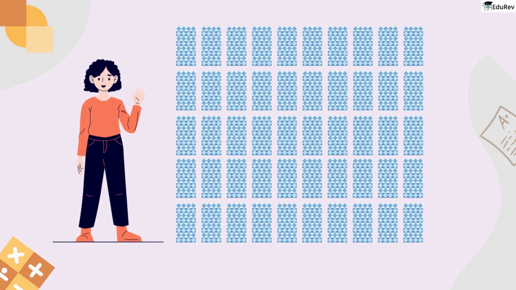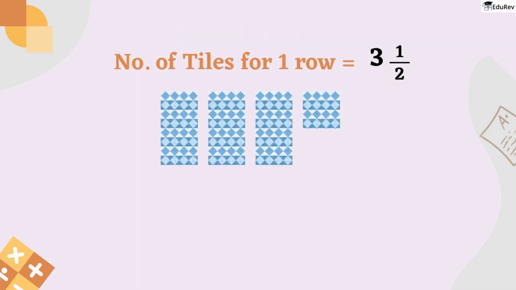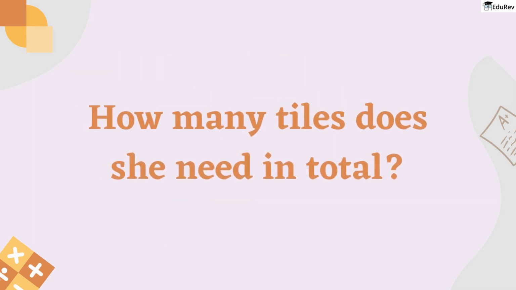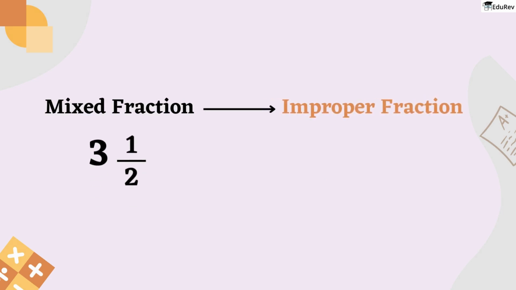Let's see. Sarah is decorating her room with colorful tiles. Each row of tiles requires 3.5 tiles. If she wants to decorate 4 rows, how many tiles does she need in total? To solve this problem, we first convert the mixed fraction 3.5 to an improper fraction.